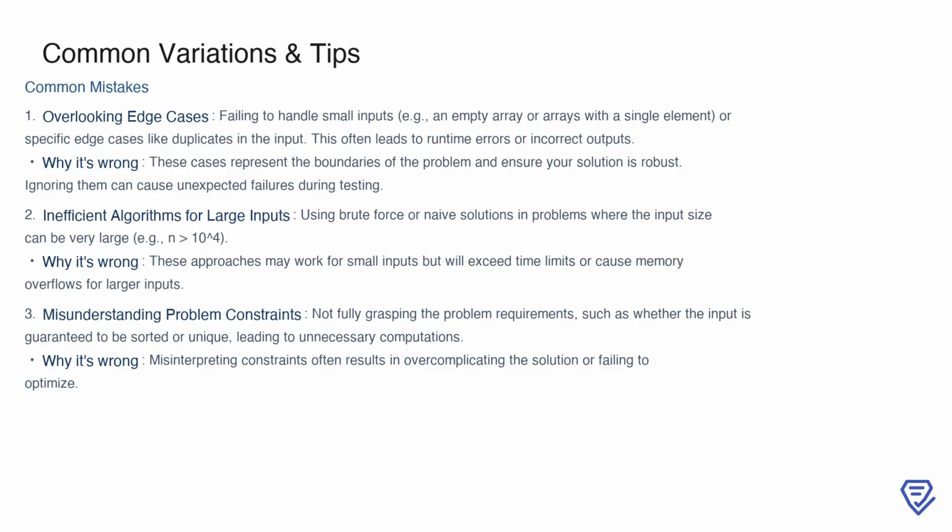First, overlooking edge cases is a frequent error. This might include failing to handle scenarios like an empty array, a single element array, or inputs with duplicate values. These edge cases test the boundaries of your solution, and skipping them can result in runtime errors or incorrect outputs during testing. Next, using inefficient algorithms for large inputs is another pitfall. For example, a brute force solution might work for small arrays but would fail for input sizes greater than 10,000 due to time limits or memory overflows.